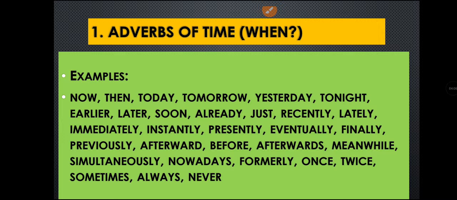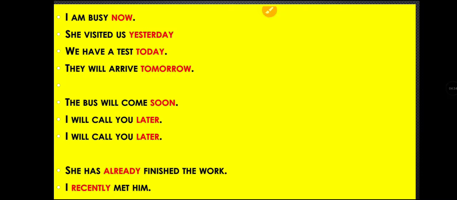My dear students, all these adverbs, what do they tell us? They tell us about time, that is, at what time a particular action has happened or had happened. So this is the description that adverb of time gives related to the action verb. Let's have a few examples.